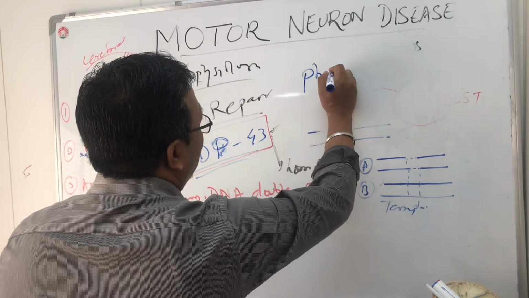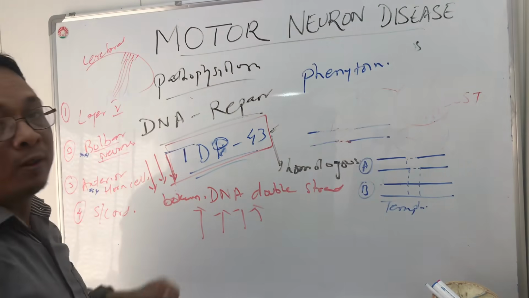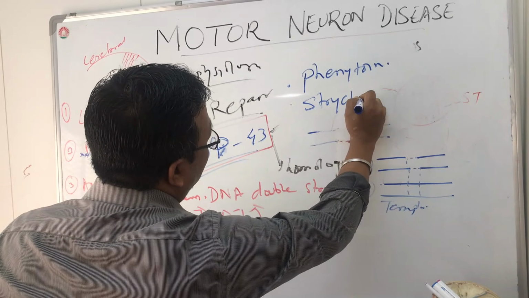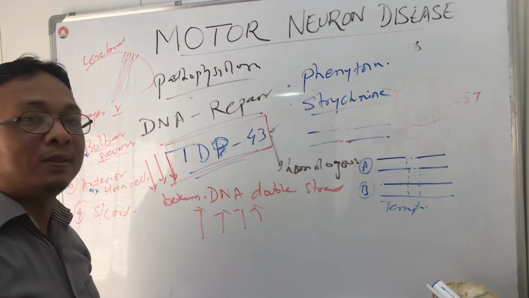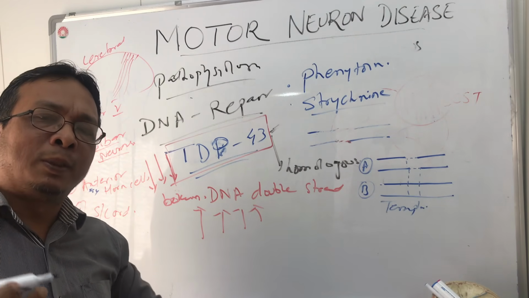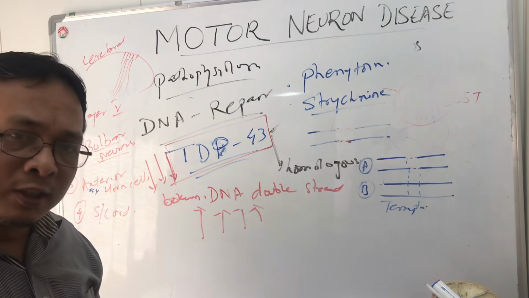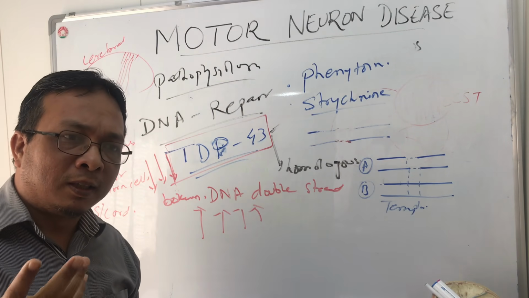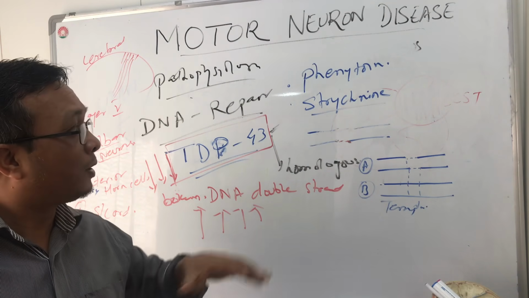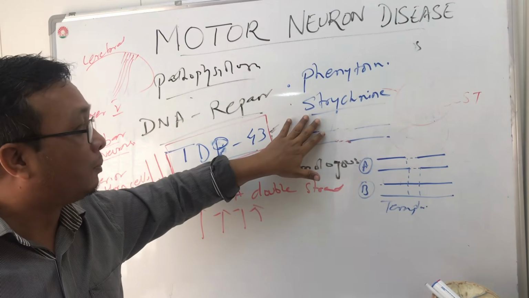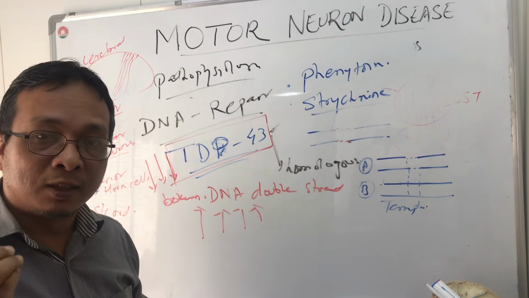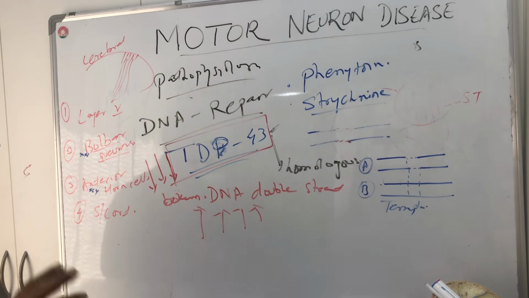Phenytoin has a side effect of motor neuron disease. And another thing, strychnine. If you remember, strychnine was used as an important part of pesticides. With progressive use, when lots of pesticides were used injudiciously, it caused lots of cases of motor neuron disease. After that it was banned. So it comes as an MCQ: strychnine can cause motor neuron disease. Phenytoin, an anticonvulsant drug, can also cause motor neuron disease.